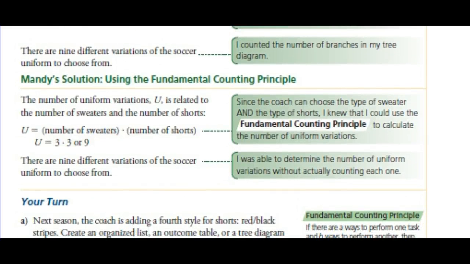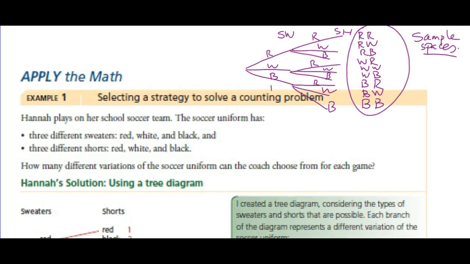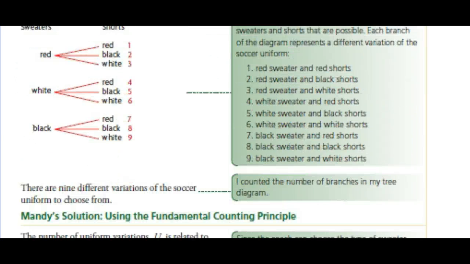But if you want to know how many ways, then what do we say? How many choices are there for the sweater? And how many choices are there for the shorts? And 3 times 3 is 9. So that leads us to what's called the fundamental counting principle.